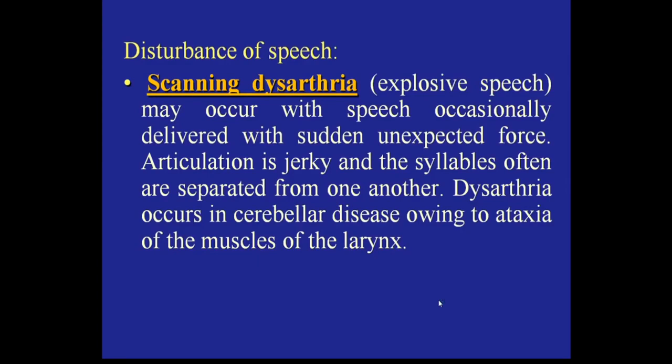One more symptom of cerebellar pathology, disturbance of speech, scanning dysarthria or explosive speech may occur with speech occasionally delivered with sudden, unexpected force. Articulation is jerky, and the syllables often are separated from one another. Dysarthria occurs in cerebellar disease owing to ataxia of the muscles of the larynx.